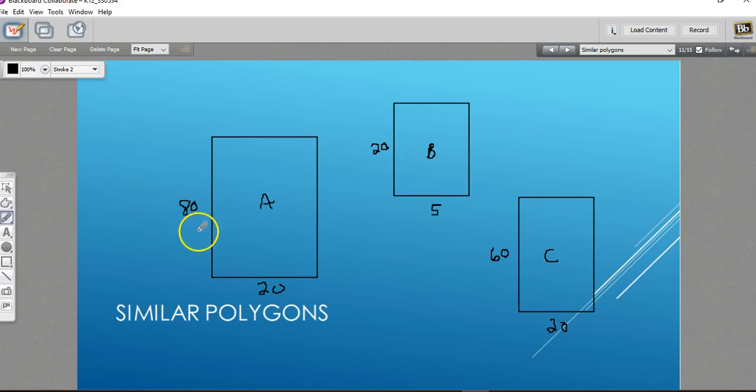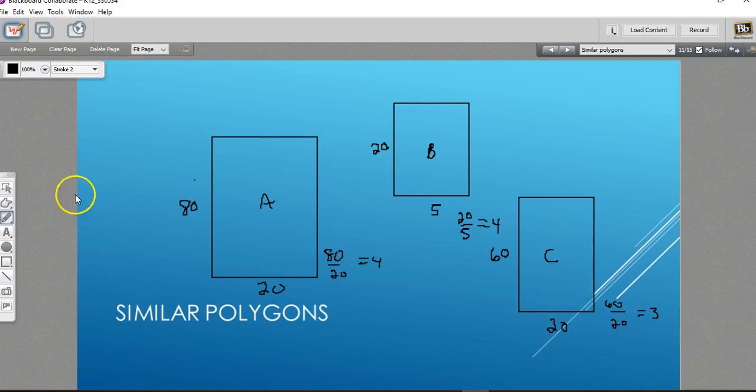Well, what we can do is take their corresponding sides and divide them. For instance, this is 80 divided by 20. This guy here will be 20 divided by 5. Make sure the sides are corresponding. You can't just do any random side. And this is 60 divided by 20. Okay, so 80 divided by 20 is 4. 20 divided by 5 is 4. And 60 divided by 20 is 3.